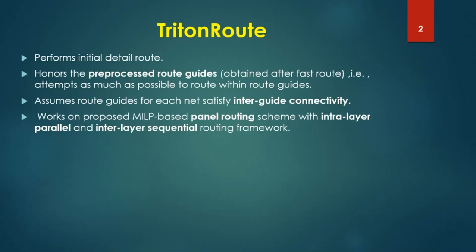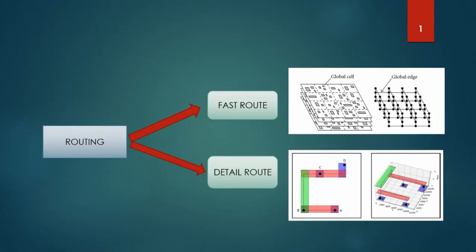These are a few of the features of the Triton route. If you remember, I told you the Triton route is the engine which is used for detailed routing. The global route is being performed by the fast route. So the Triton route performs the initial detail route. This is the detail routing phase which is done by the Triton route. It honors the pre-processed route guides. If you remember from the first pic, these are the pre-processed route guides, which come from the output of the fast route.